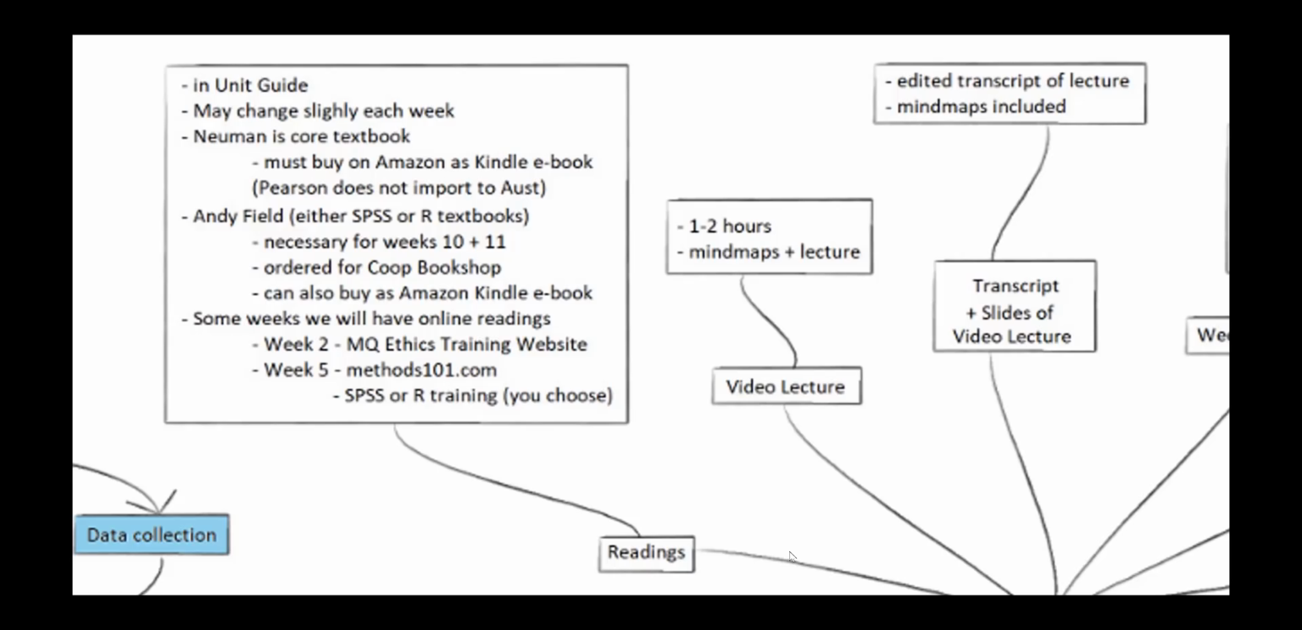So that's Newman. That's the core textbook. For weeks 10 and 11, and also when we generally do SPSS and R, there is this textbook called Discovering Statistics. There's a version for SPSS and there's a version for R. So Discovering Statistics using SPSS and Discovering Statistics using R.